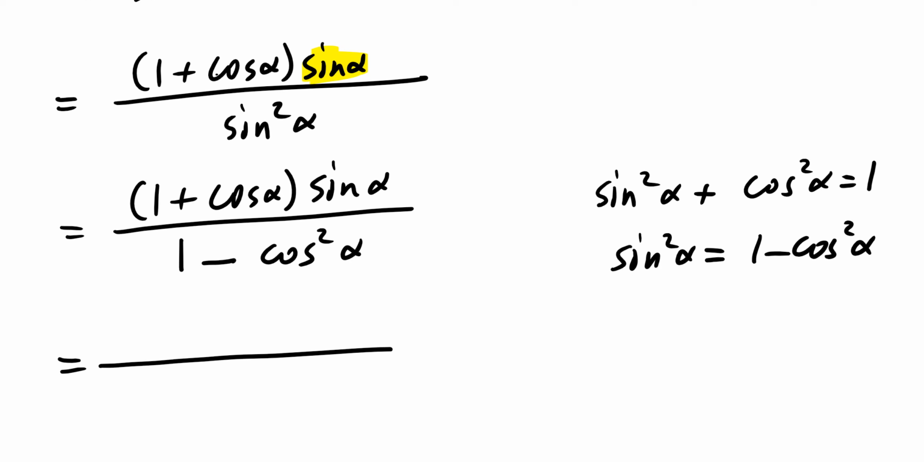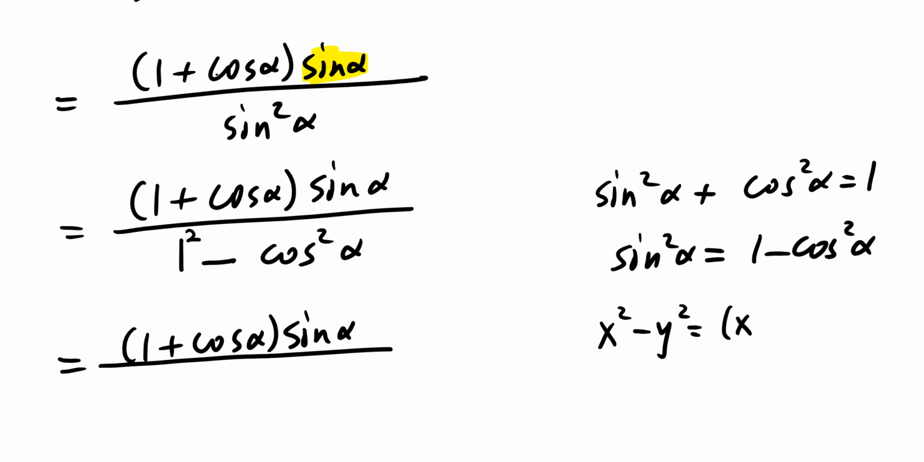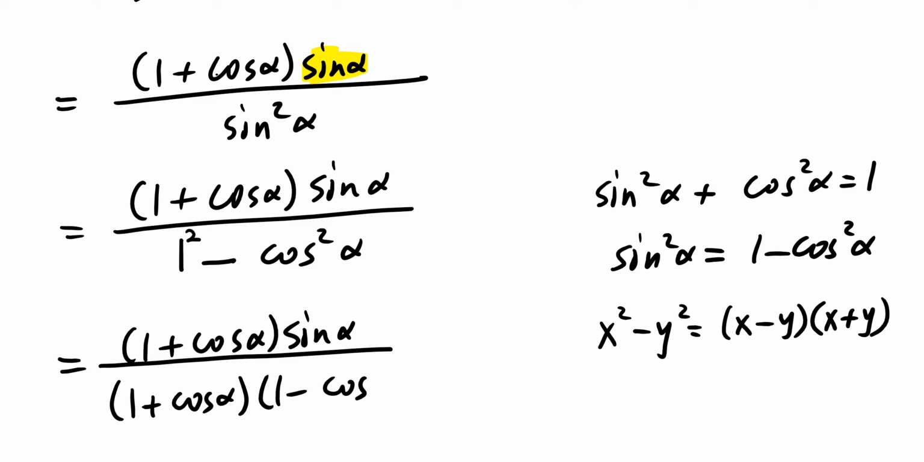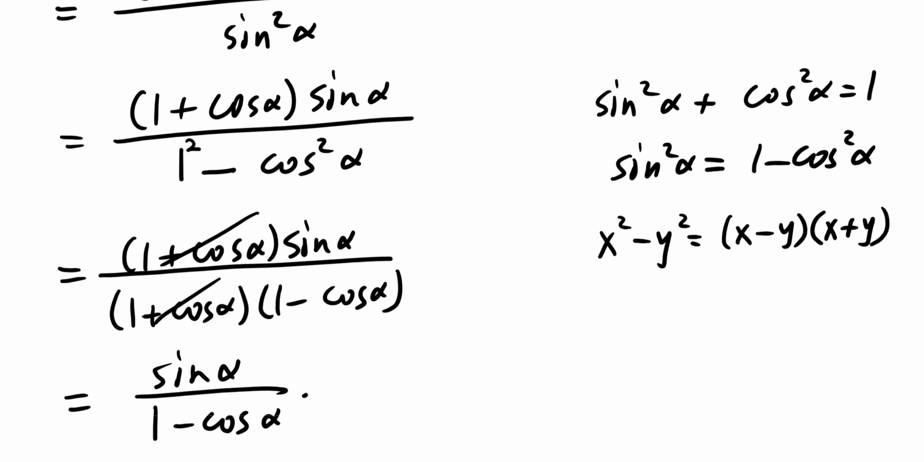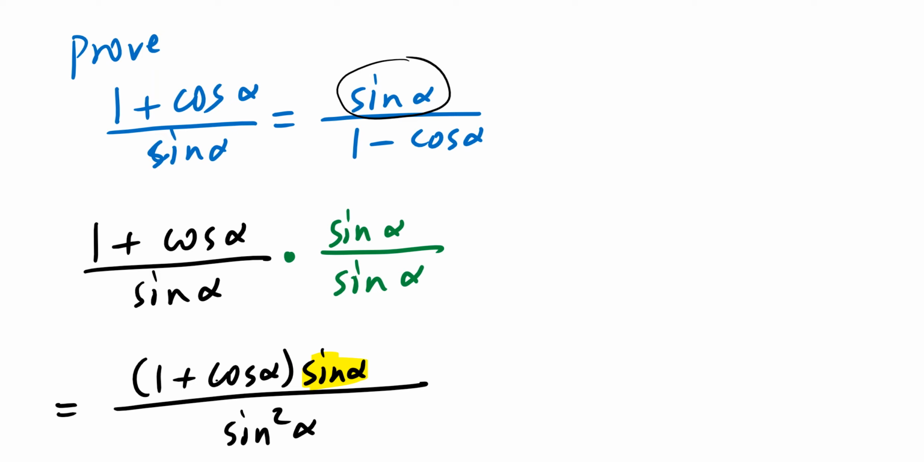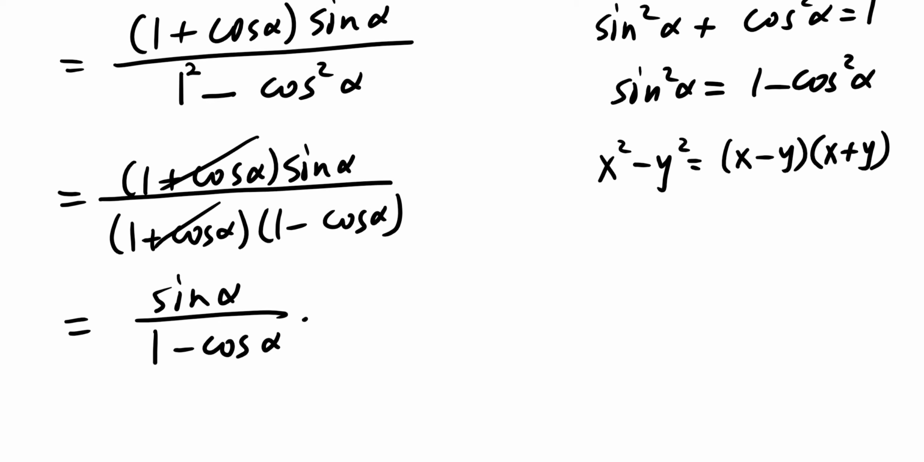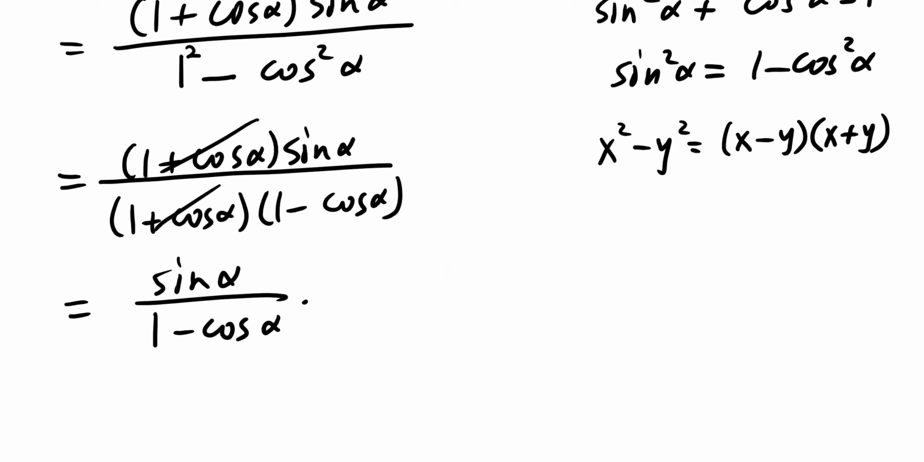Now what can I do in the denominator? I can factor the denominator. This looks like 1 square minus cosine square, so it looks like x squared minus y squared, which factors into x minus y times x plus y. And that's what I'm going to do: 1 plus cosine alpha, 1 minus cosine alpha. So these cancel out, and that gives us sine alpha over 1 minus cosine alpha. And that's what we were looking for. So again, the more examples you do, the easier those identities become.